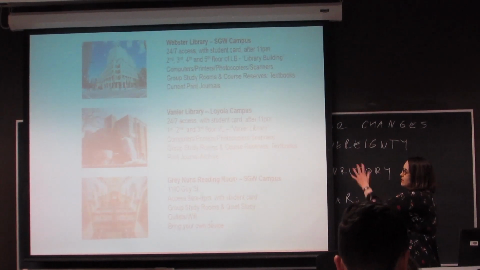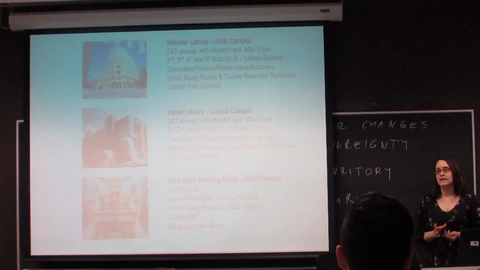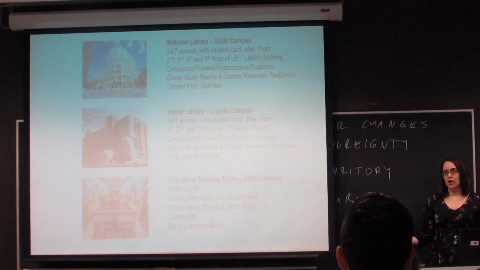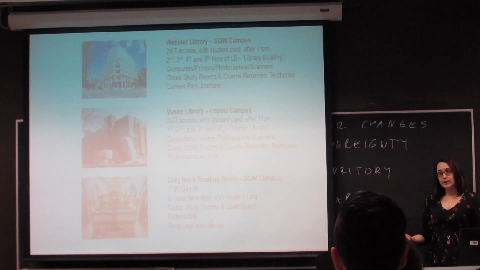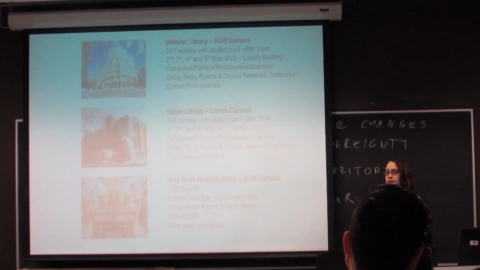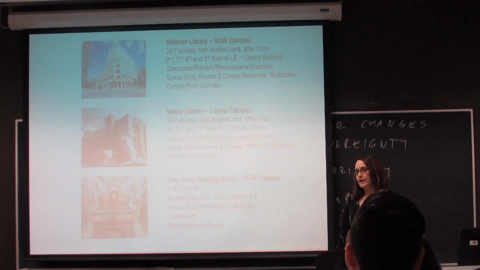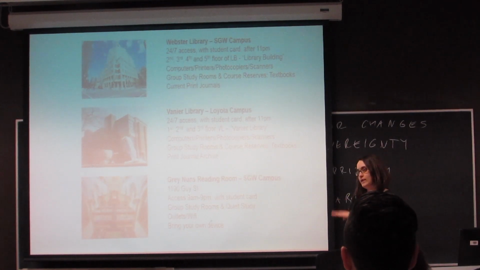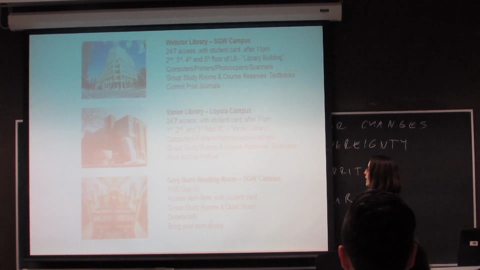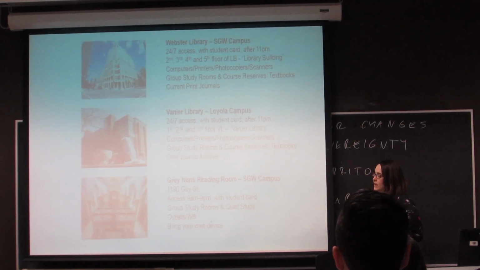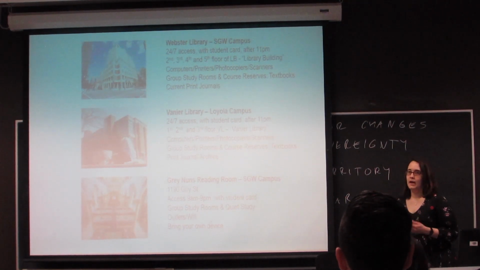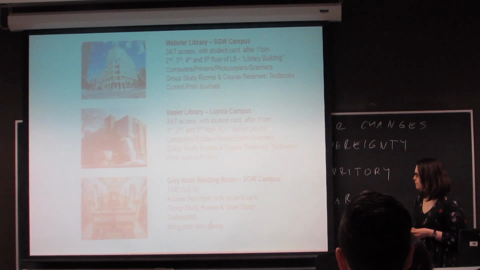So the Vanier Library is much the same as Webster, it's just that the disciplines are split up where they are taught. So most of the books for the social sciences, including political science and government, are going to be at the Webster Library, whereas the Vanier Library has communications, journalism, and the sciences.